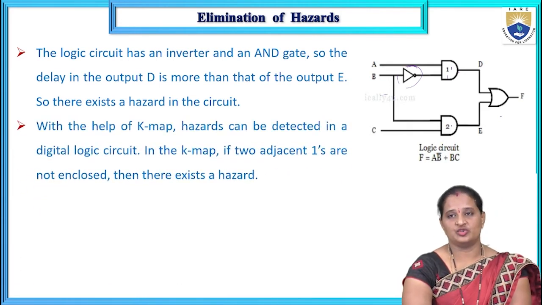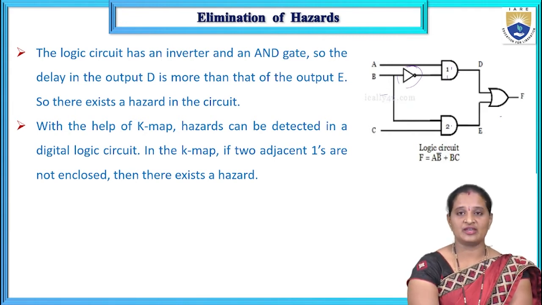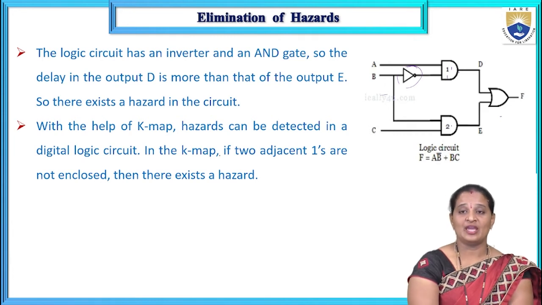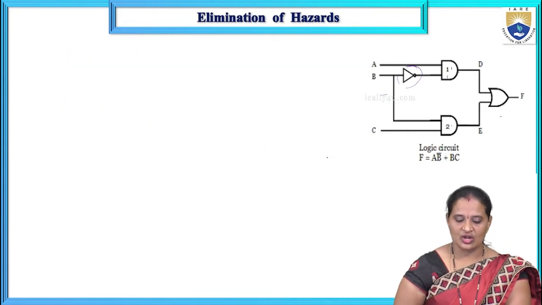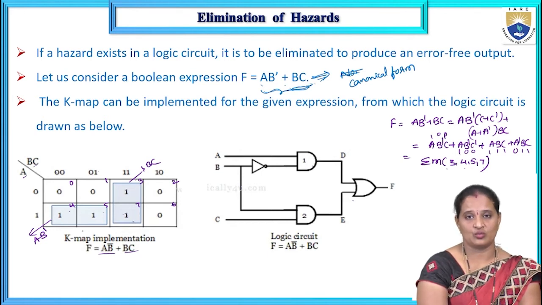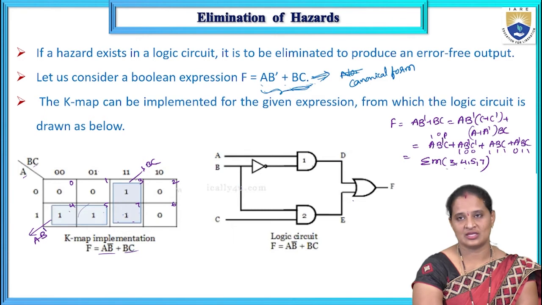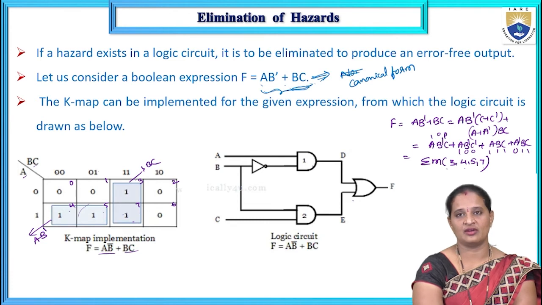So now what should I do? I want to eliminate this hazard. To eliminate that hazard, we need to check the K-map, in which the hazard can be detected in a digital logic circuit. In the K-map, if two adjacent ones are not enclosed together, then there exists a hazard. So now let us look at the K-map here. Here we have formed the two pairs, but even though these two are adjacent, they are not enclosed together. So this leads to a hazard. That is one way to find out the hazard. This is another way. How can we detect the hazard?